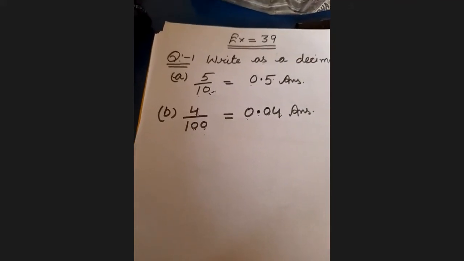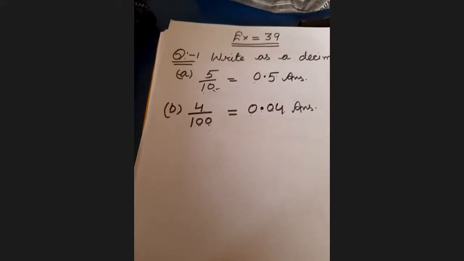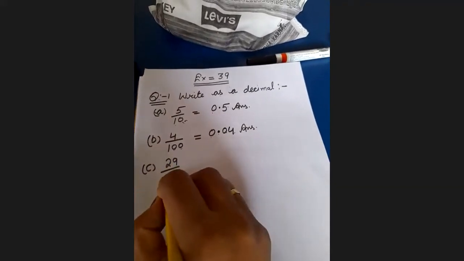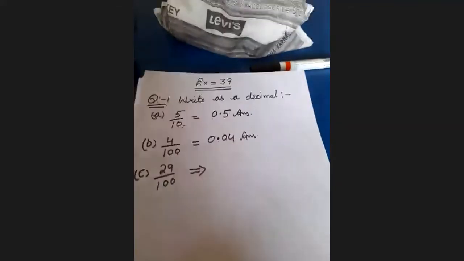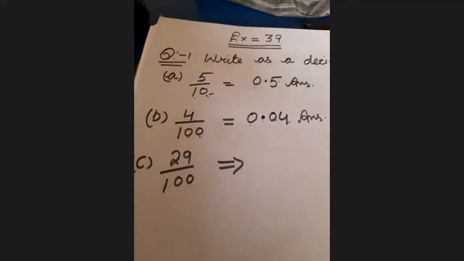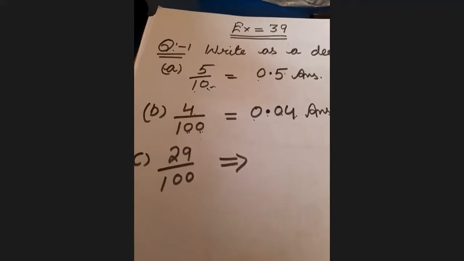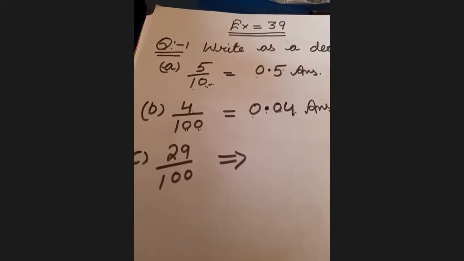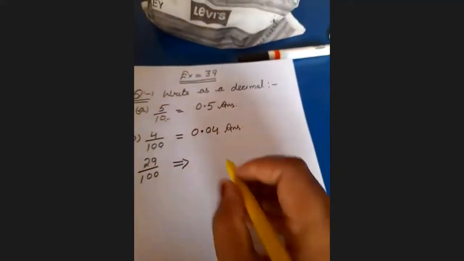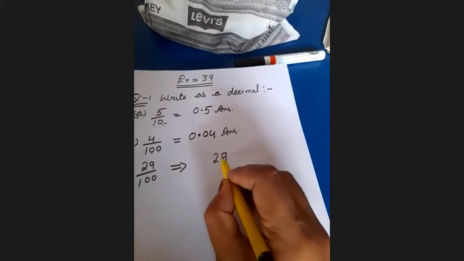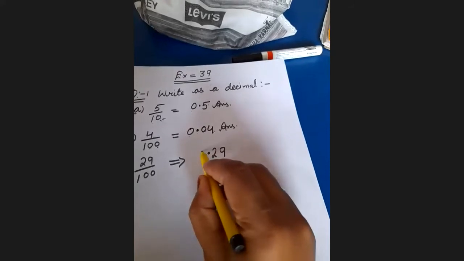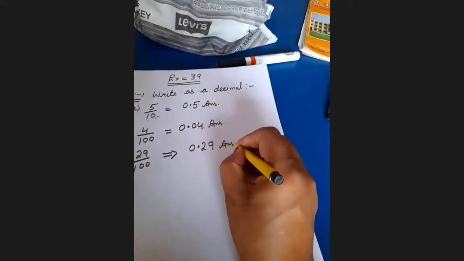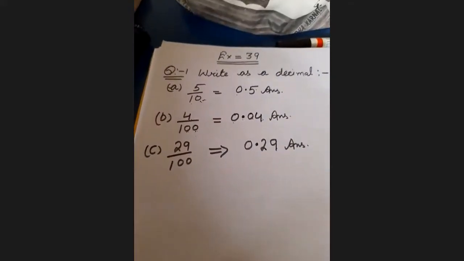Clear, students? Next is part C, 29/100. Now write this number as a decimal number. Numerator is 29 and denominator is 100. So in 100 we have two 0s. So we'll put the decimal after 2 digits from the right-hand side. Your answer is 0.29.